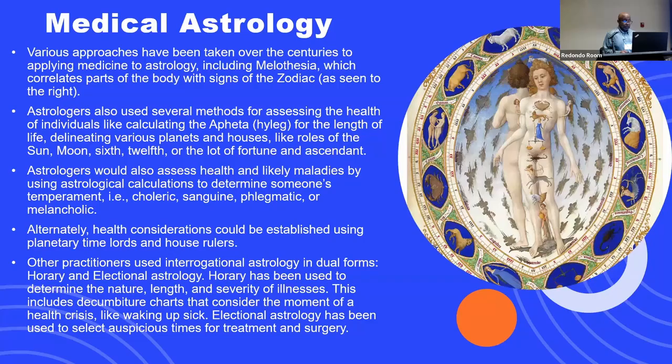Other practitioners would use interrogational astrology in two forms. One of them would be horary: what is wrong with me? What happened to me just now, right? That's one particular way in which you could use horary. And then the other one is where you have the decumbiture chart, where you're looking at the moment you just realize that you have a health crisis, like when you wake up and you have a scratchy throat, or you have trouble getting out of bed. That's your decumbiture chart. You can use electional astrology to select when you have an auspicious moment to perform something, to start taking medicines or treatment or even surgery. So that's how you might deal with that.